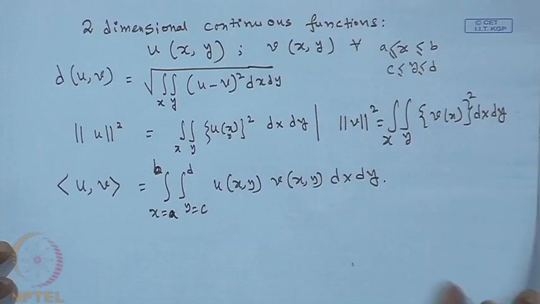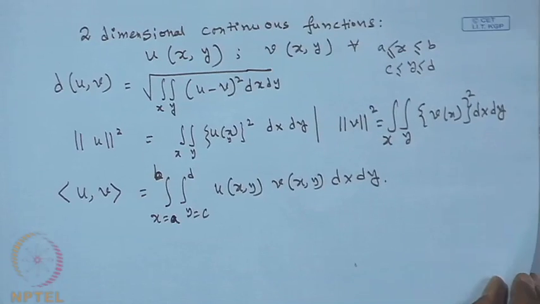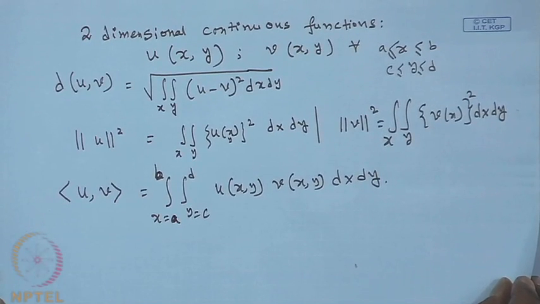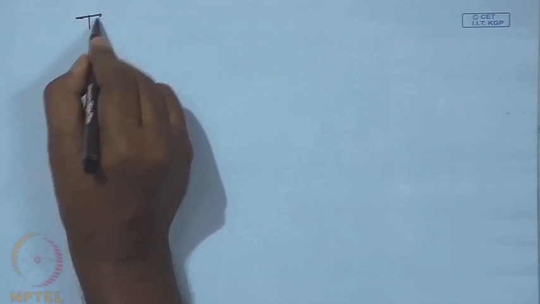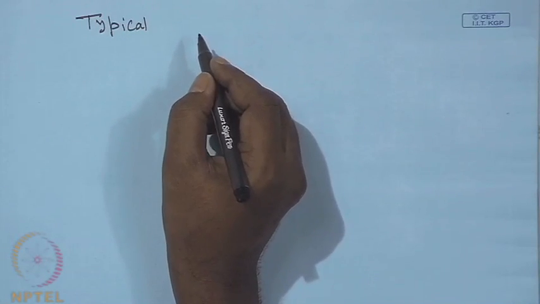So, we have seen how the vector space quantities like norm, metric and inner product are defined for vectors in the discrete domain, and for one-dimensional, two-dimensional and three-dimensional functions in the continuous domain. Next, we look into some typical examples, then the computation of these things will be absolutely clear.